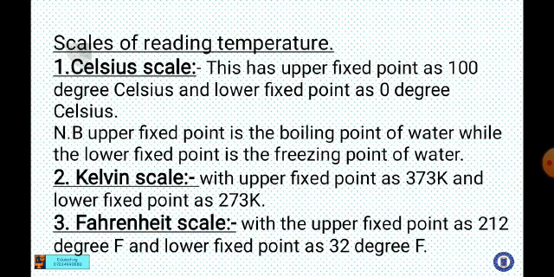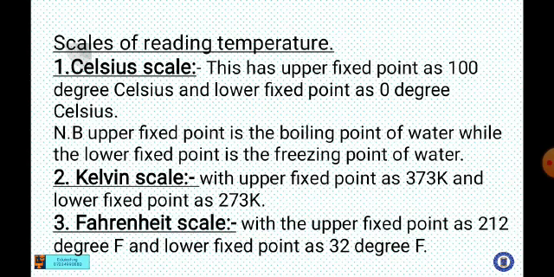While the lower fixed point is the freezing point of water, that is, the temperature at which liquid water will turn to ice block. Now in Celsius scale, the boiling point of water is 100 degrees Celsius, while the freezing point is 0 degrees Celsius.